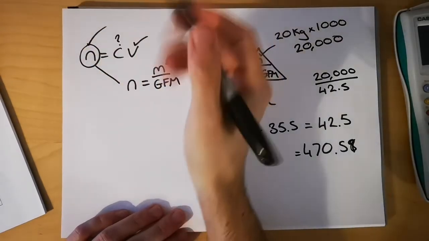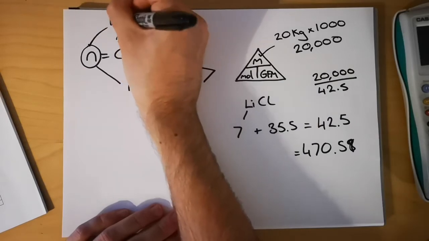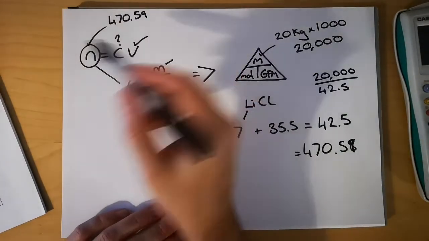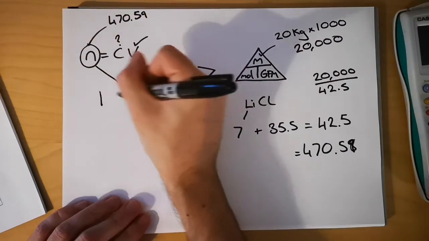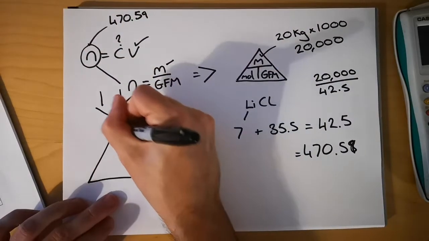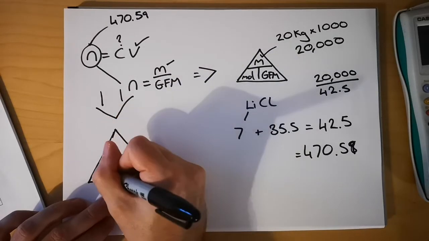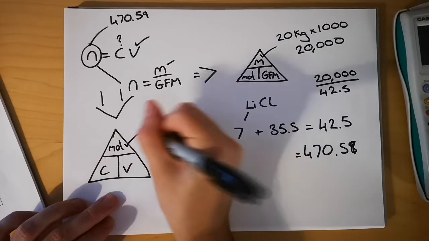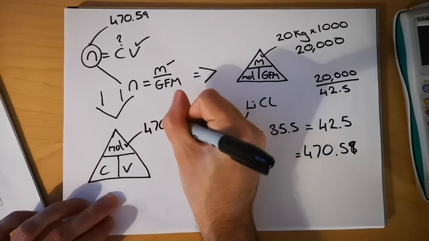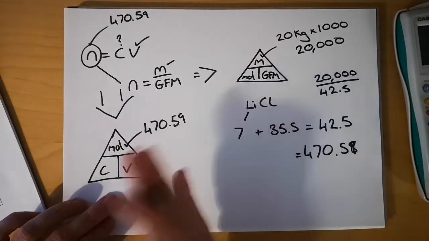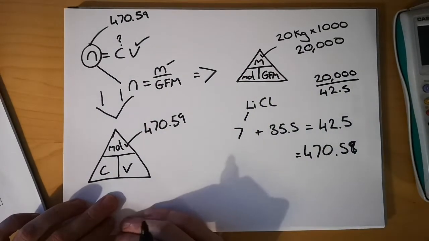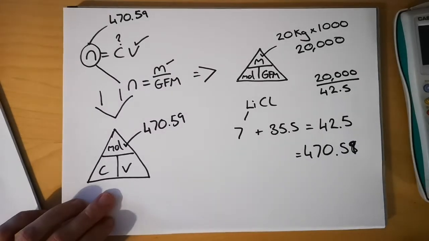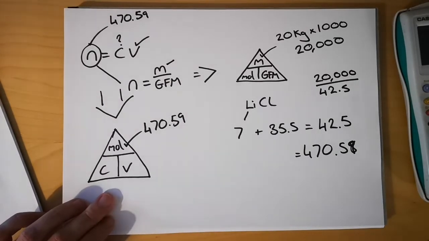So now I do have the number of moles, and I've kept it in my calculator, and it is 470.59 moles. Now what I want to do with this one is take that and convert it into my triangle, n, C, V. I do know what my number of moles is now, but I've kept it in my calculator because if you keep rounding it too early, you sometimes skew the end number enough that it's out with the tolerance. So don't round until the end.